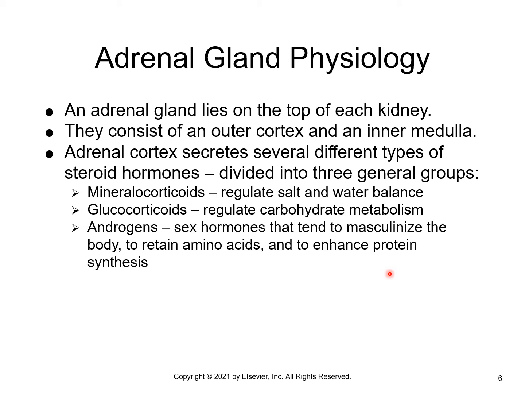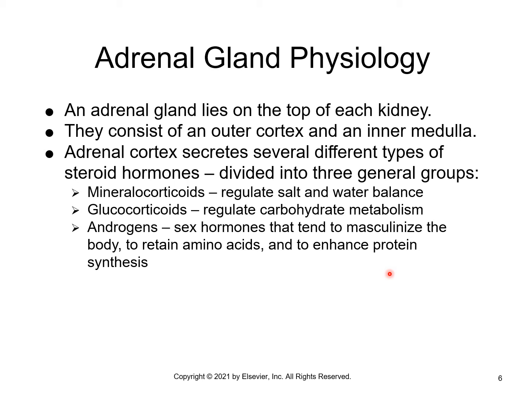Another type is a glucocorticoid, and this regulates carbohydrate metabolism. And then finally, there's a group called the androgens. Now, the androgens are sex hormones, and androgens typically tend to masculinize people. So, of course, a male would typically have additional androgen secretion.